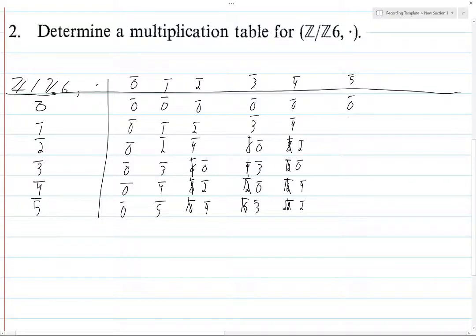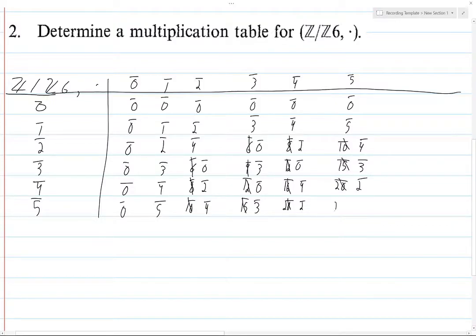Anyways, 0, 5, or 0 is 0, and 5. 5 times 2 is 10. We've done that before. That becomes 4. 5 times 3 is 15. We've seen that before. That becomes 3. 5 times 4 is 20. We've seen that before. It becomes 2.